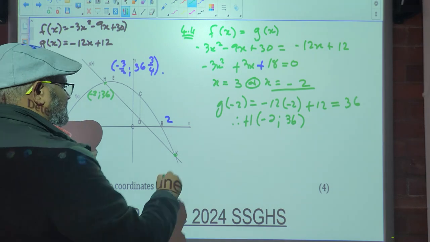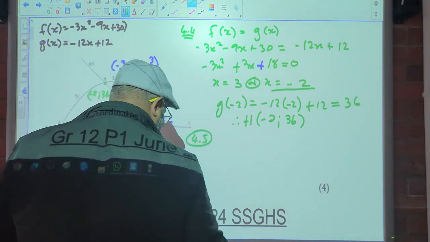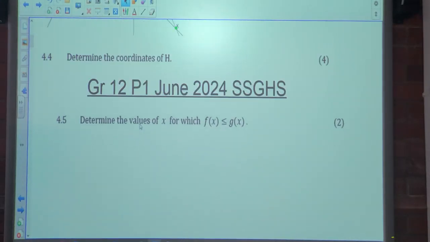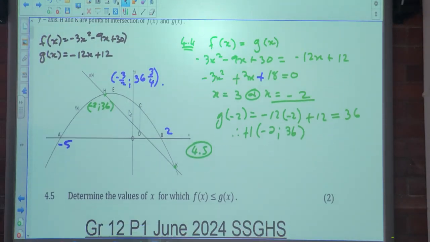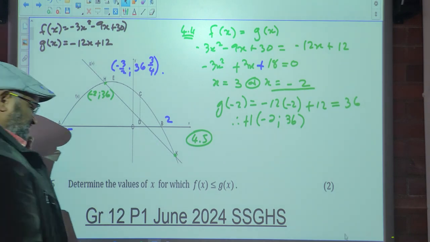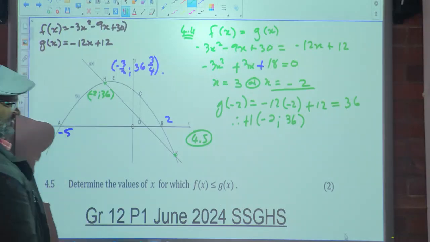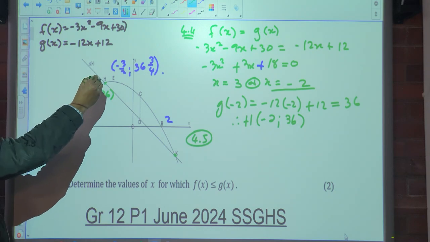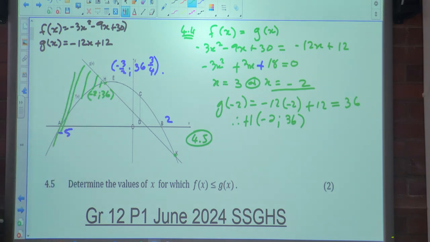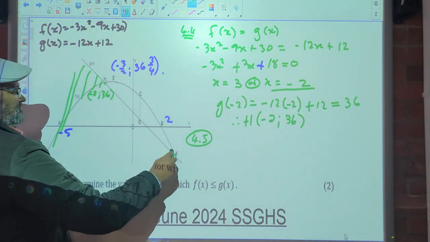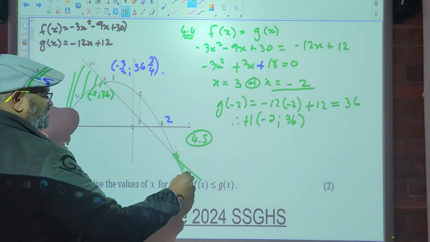Okay. Look at 4.5. Question 4.5 says determine the value for x for where f of x is less than or equal to g of x, where g of x is on top of or equal to f of x. So here is g on top or at the bottom? On top, and this is actually what I want. Can you see that? On this side here, f is on top, up until K. Again, then g is on top.